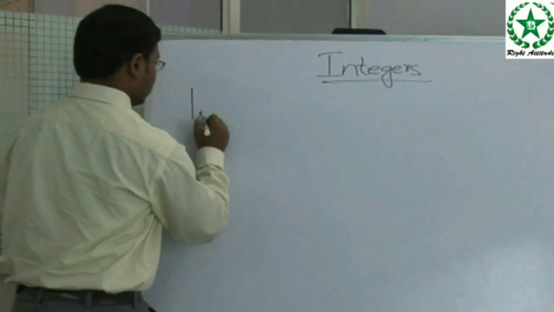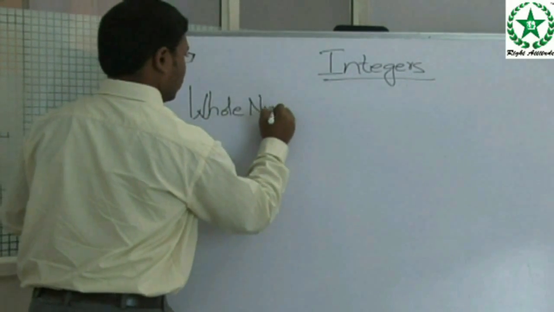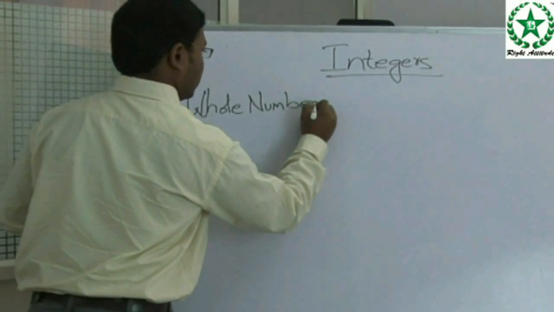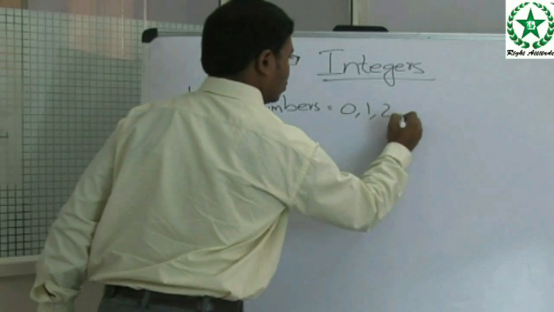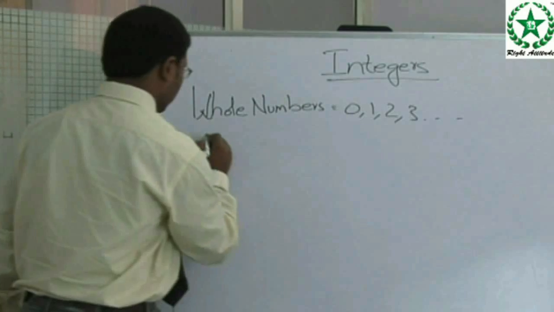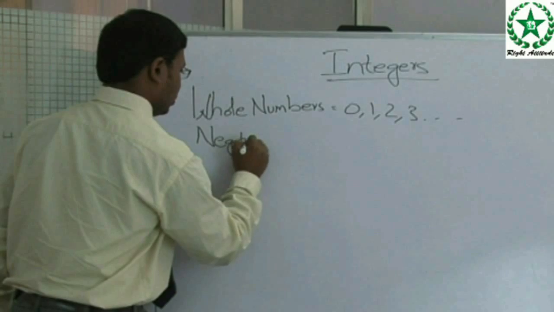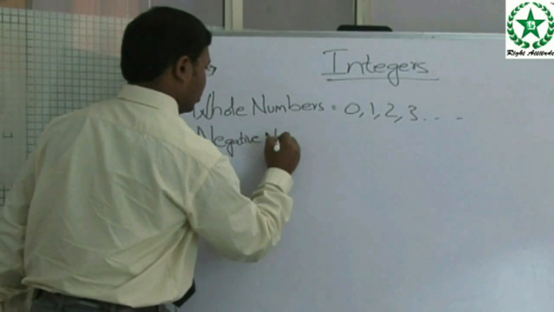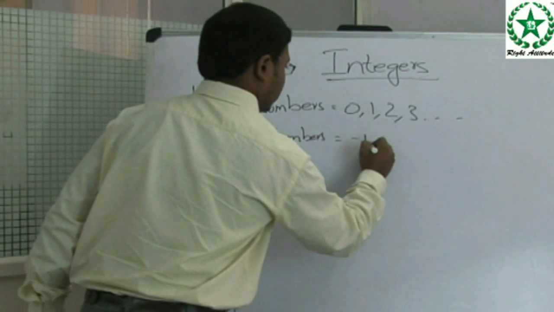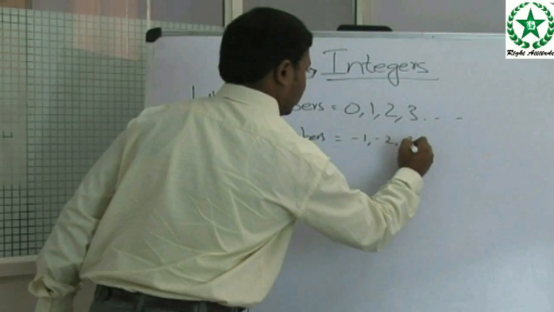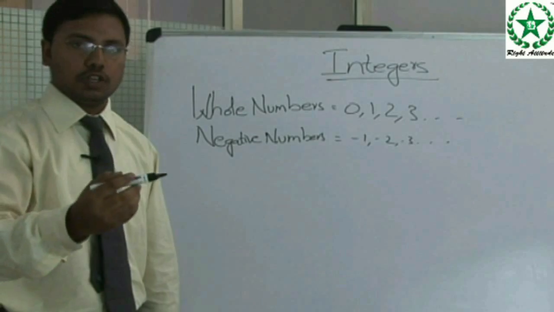Here are whole numbers. Whole numbers are 0, 1, 2, 3 and so on. Negative numbers are -1, -2, -3 and so on. That is, we represent a negative sign before a positive number.